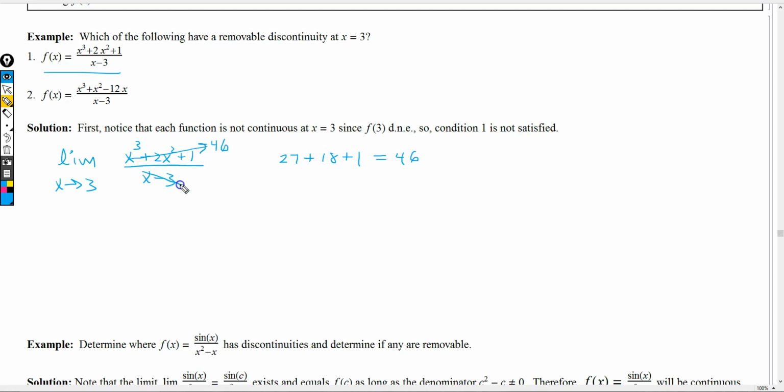The bottom, however, is approaching 0. 46, of course, is non-zero. This limit has no hope of existing. So no, this function does not have a removable discontinuity at x equaling 3. The limit is not going to exist. So number 1 has a non-removable discontinuity.